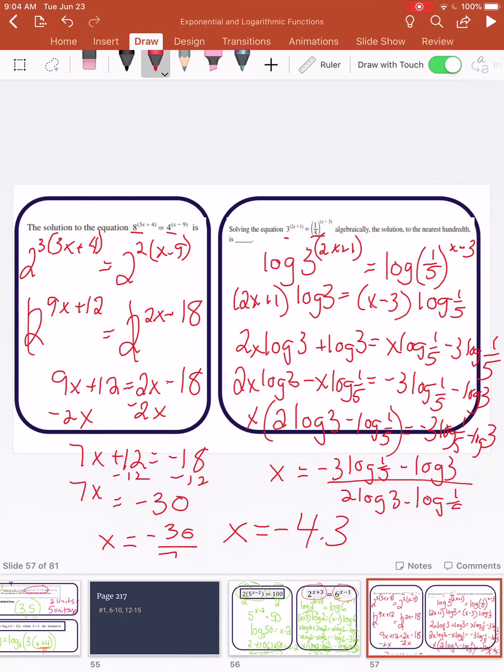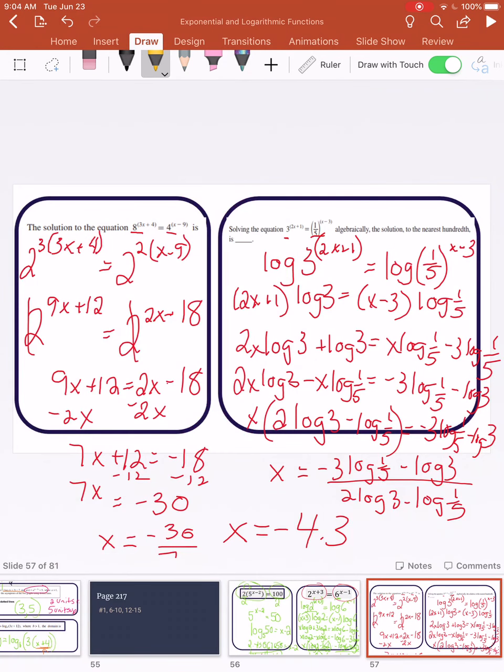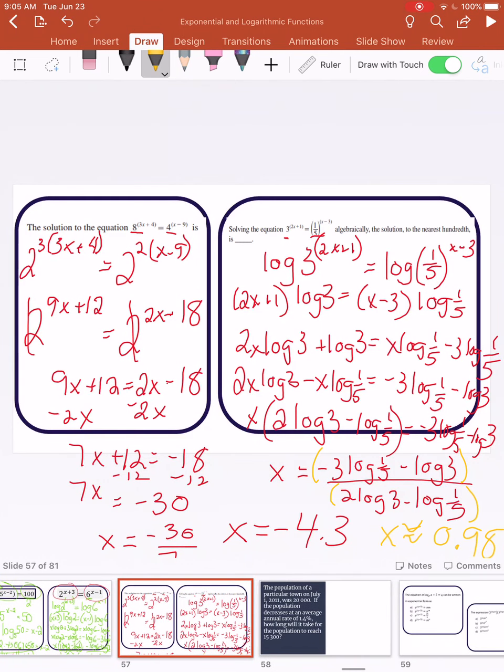Practice typing this in your calculator. You'd be surprised how many kids I have do all the right work and then they don't type it in their calculator correctly. Make sure you put brackets around the numerator and denominator. If we type that in our calculator, we should end up with x is approximately 0.98. And again, this is a perfect example of something I double check graphing.